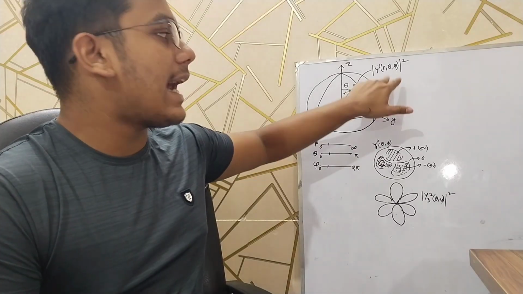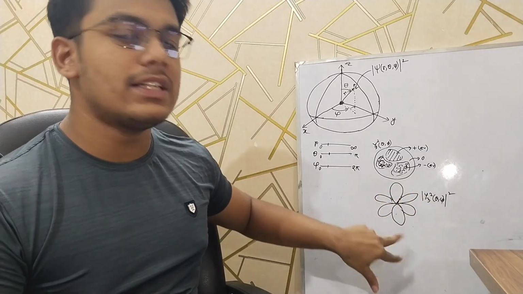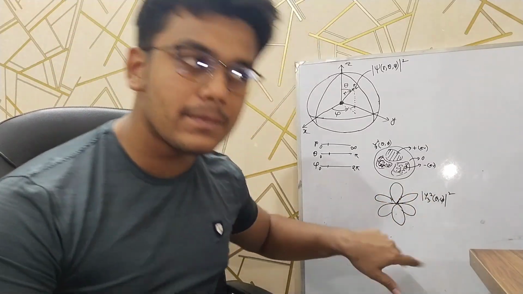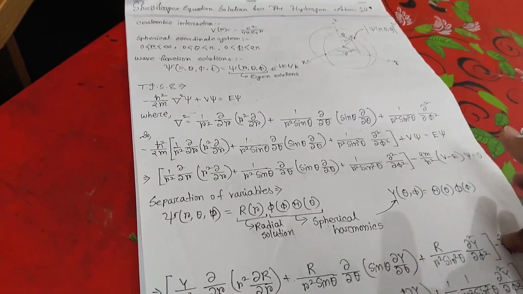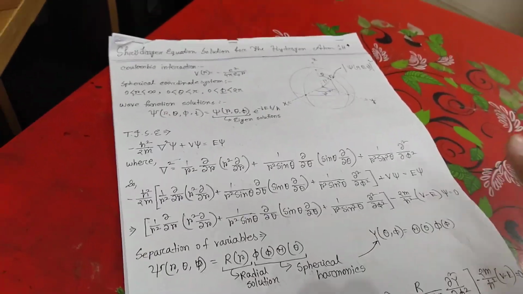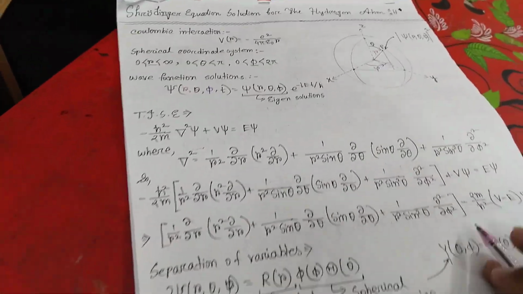So we have to get the psi and modulus square it to get the solutions for the hydrogen atom. So let's get started. This will be part 1 of many videos, because this derivation is very long and it will take more than 30 to 40 pages for me at least. So it's just easier to explain it for me and you.